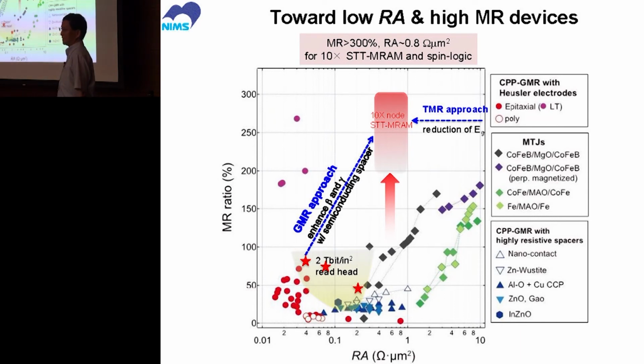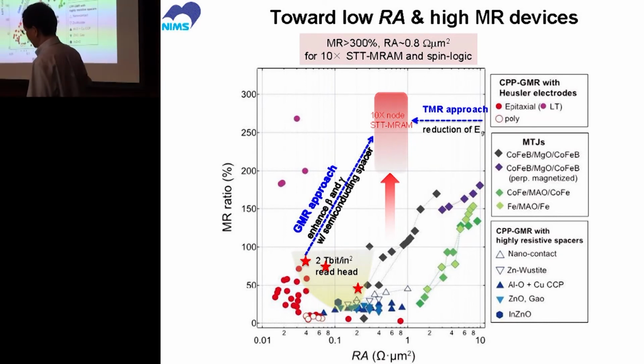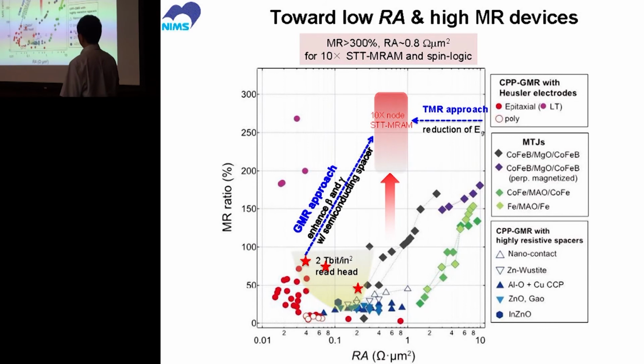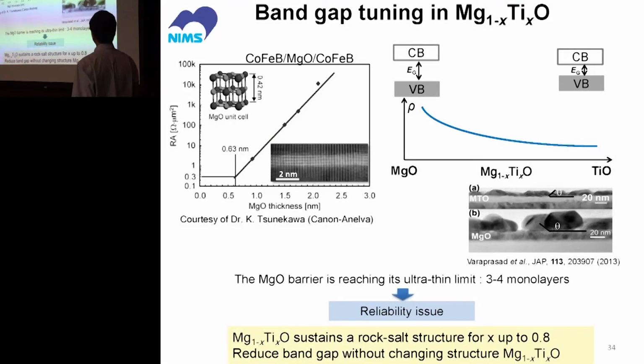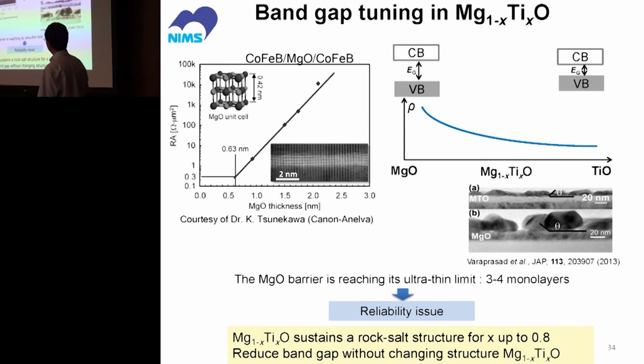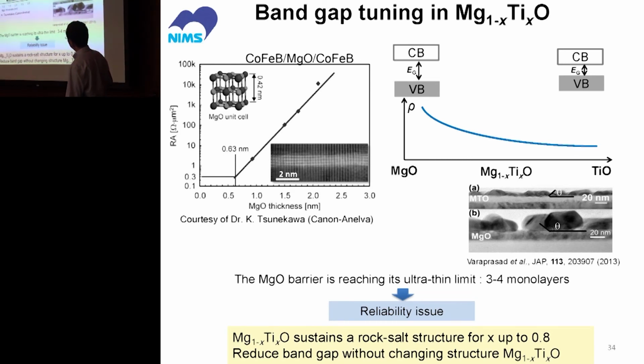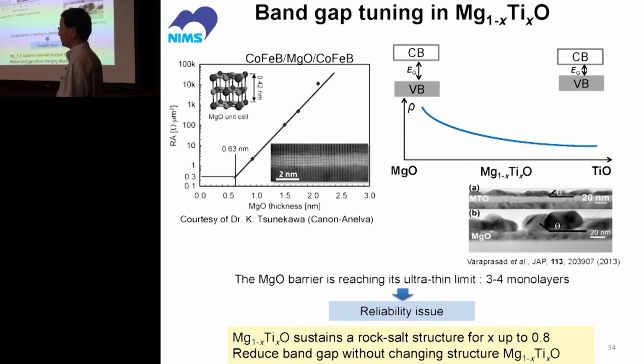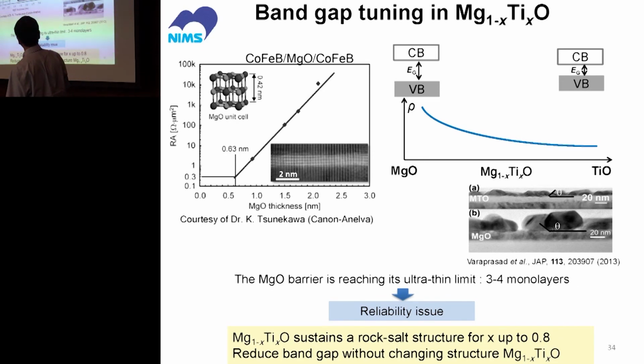Another approach is the CPP-GMR approach. As I have demonstrated, we use half metallic material with large spin polarization and good matching, a good materials combination between spacer and ferromagnetic layer. Then we may be able to go to this area. And one attempt we have done recently is, for example, to the MgO barrier, we give some doping. In the case of the MgO barrier, in order to reduce RA, we have to decrease the thickness of the MgO barrier. So currently, to this range, 0.3 ohm square micron, the thickness is 4 atomic layers of MgO.